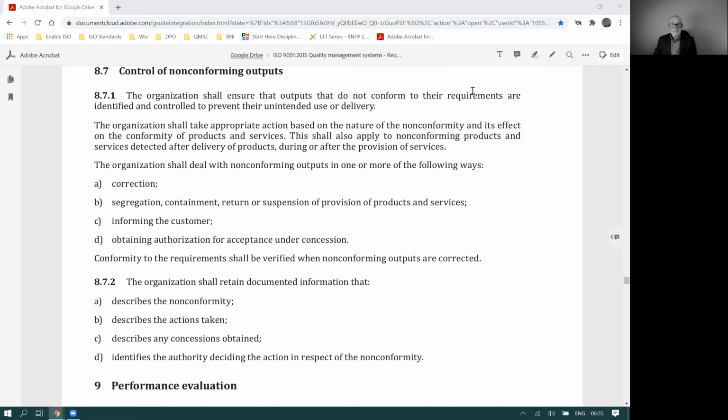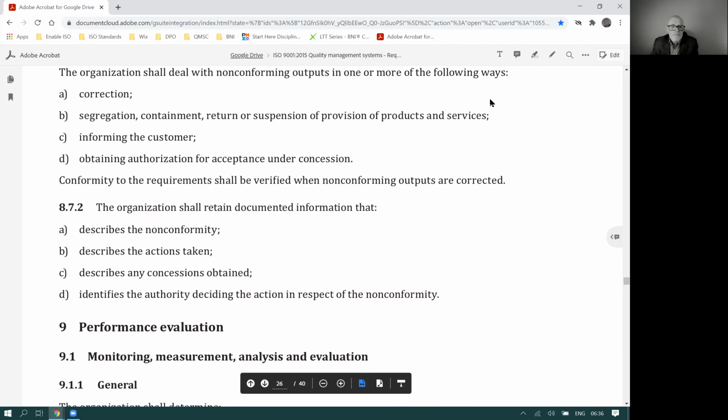And we move on now to 8.7.2. Clause 8.7.2: the organisation shall retain documented information that A, describes the nonconformity, B, describes the action taken, C, describes any concessions obtained, and D, identifies the authority deciding the action in respect of the nonconformity.